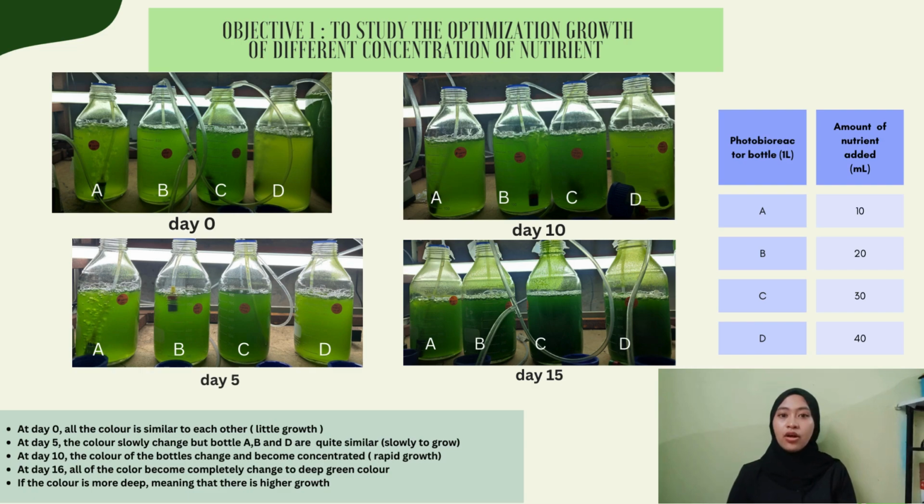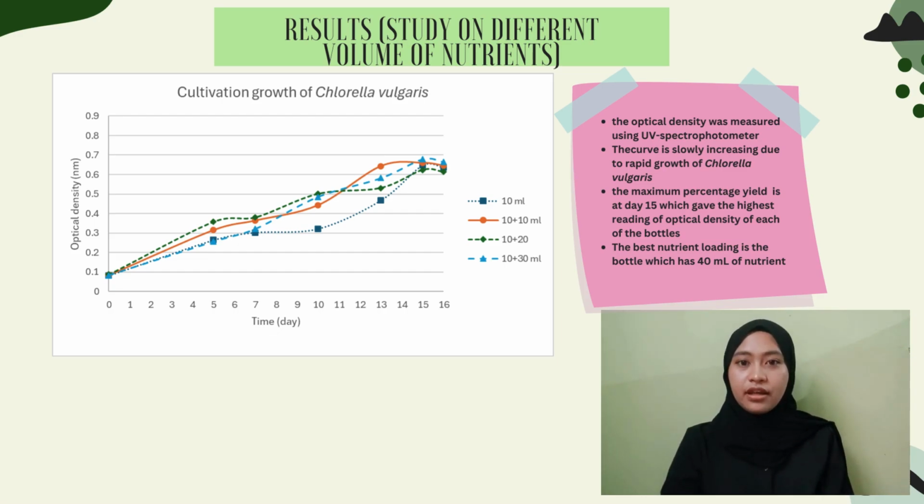At day 10, the color of A and D becomes yellowish while bottles B and C turn darker. At day 15, all the colors in the bottles have changed. Bottle D, from yellowish at day 10, becomes deep green at day 15. This shows that if the color turns deep, rapid growth occurs. From the graph plotted, the optical density was measured using a UV spectrophotometer for 16 days. The graph shows that the optimum growth of Chlorella vulgaris at day 16 is obtained with 50 ml of nutrients.